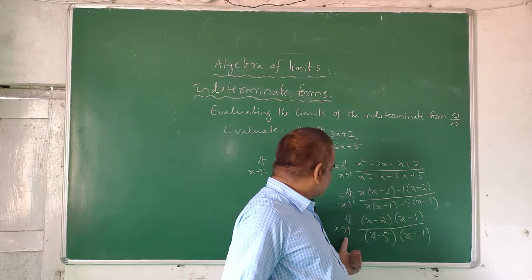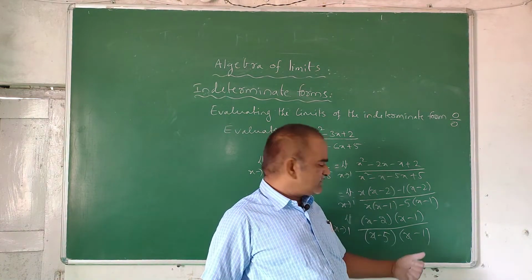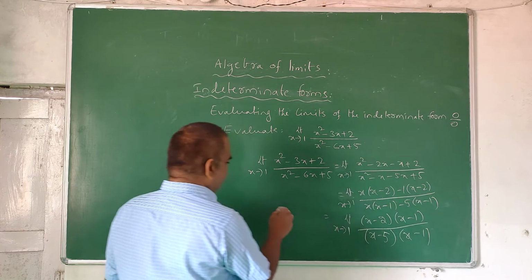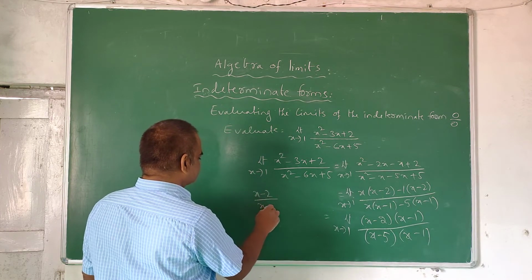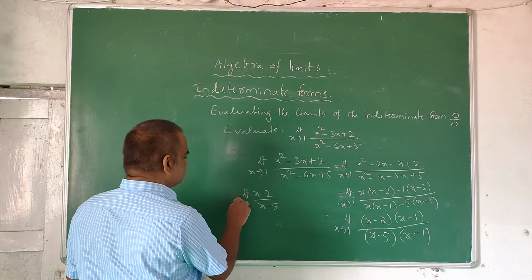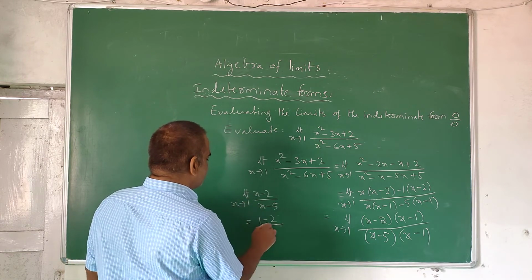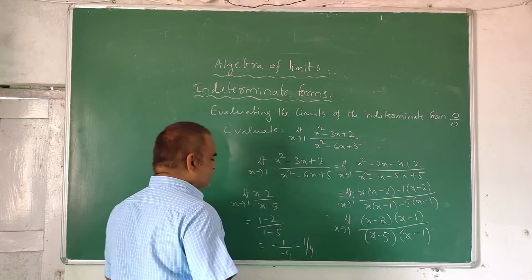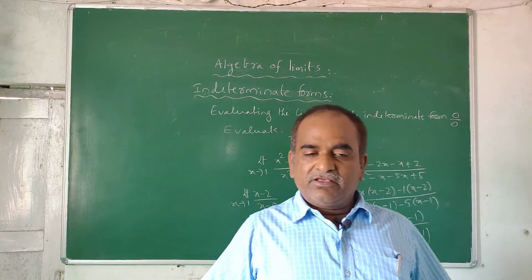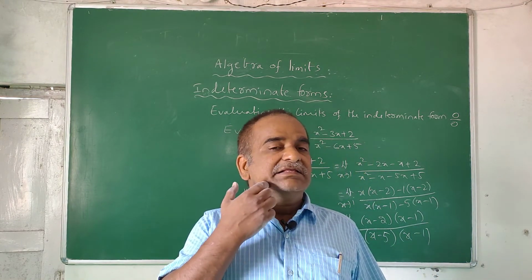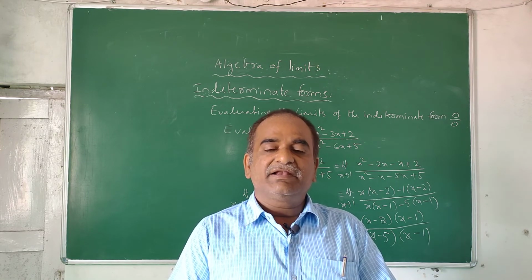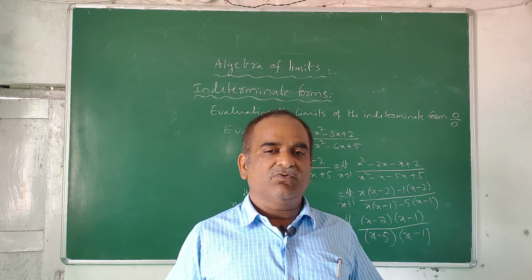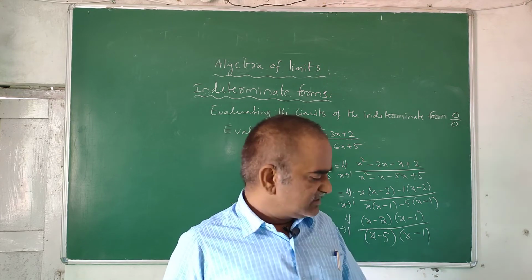So here you see, as x is approaching 1, x is not equal to 1, so x minus 1 is not equal to 0. So x minus 1 gets cancelled. Then you are left with x minus 2 by x minus 5 as limit x tends to 1, which is equal to 1 minus 2 by 1 minus 5, which is minus 1 by minus 4, which is 1 by 4. So like this you can evaluate the limits of the functions which take the indeterminate form 0 by 0. So this is one of the methods, factorizing.